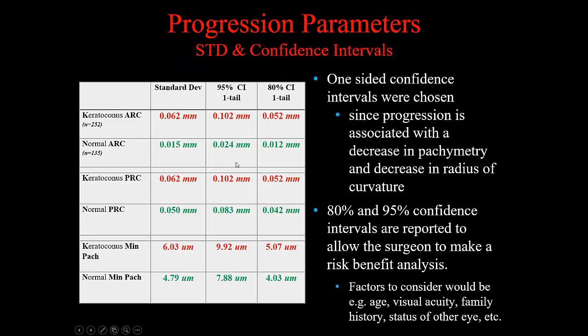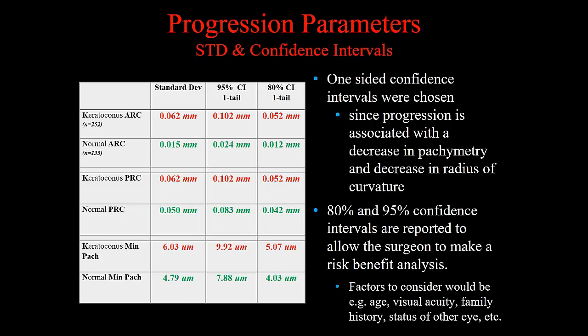And what we did is we developed basically what is a confidence interval for significant change. So we looked at, again, the anterior radius of curvature, the posterior radius of curvature, and the minimal corneal thickness reading. And we looked at what we call one-tailed confidence intervals. The reason we did one-tailed confidence intervals is because we're actually only concerned about measurement in one direction, either steepening or thinning. If a cornea thickens, we're not concerned. If the cornea flattens, we're not concerned.